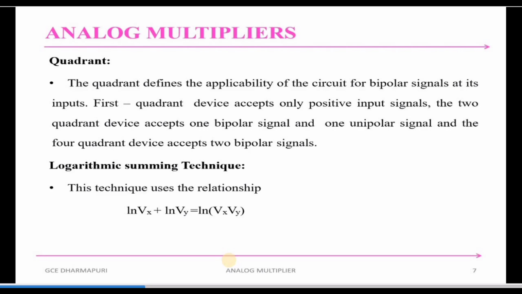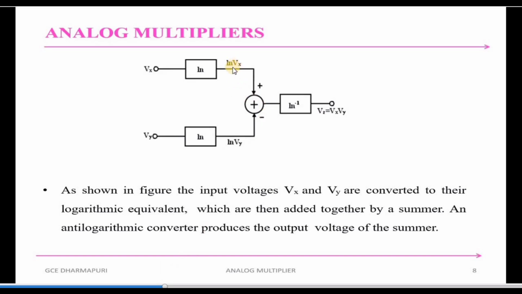In this technique we use the relation ln Vx plus ln Vy is equal to ln of Vx into Vy. In order to get ln Vx, I give Vx as input to the ln block, and similarly ln Vy. Both get added, so you will get ln Vx into Vy. If I give it to an anti-logarithmic converter, that is ln inverse, it will produce the output voltage of the summer, that is Vx into Vy.